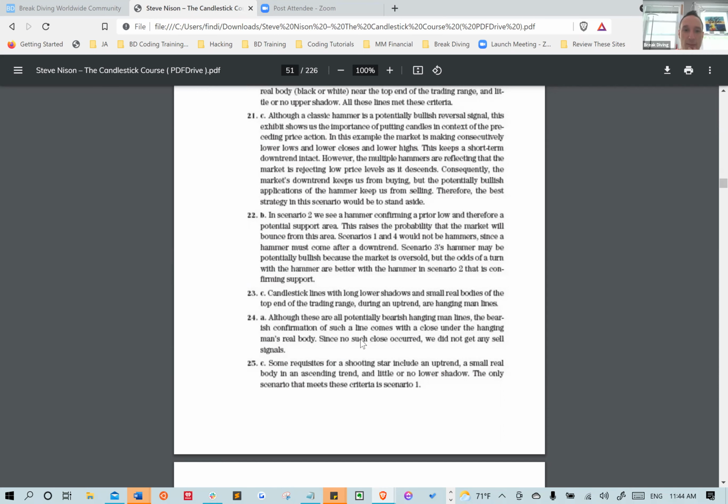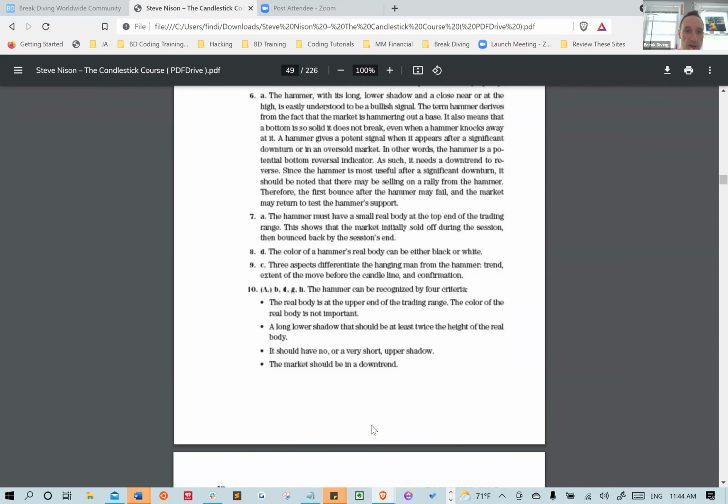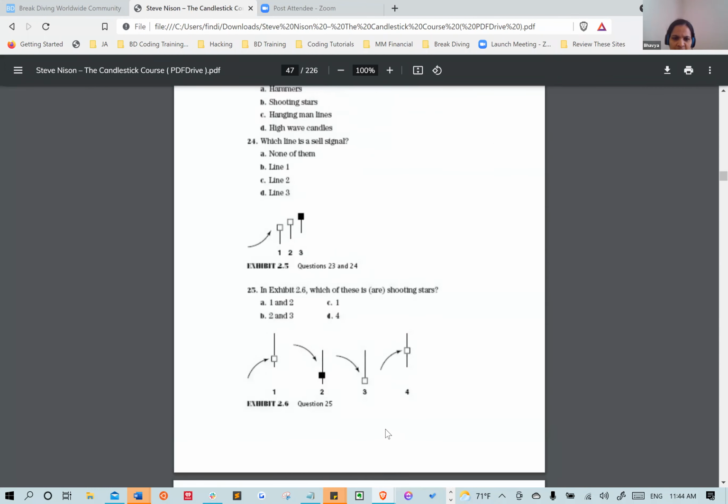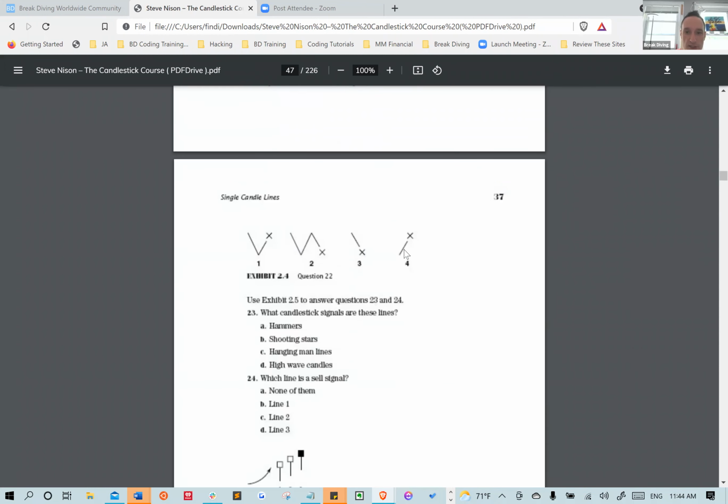So which one is a hammer? In 22, we can look at that chart. I don't think we have a 22 in there. It's missing, but we have the charts. It said, which one of these are hammers? Yeah, the third one, and even the second one can be. The second might have been a hammer here.